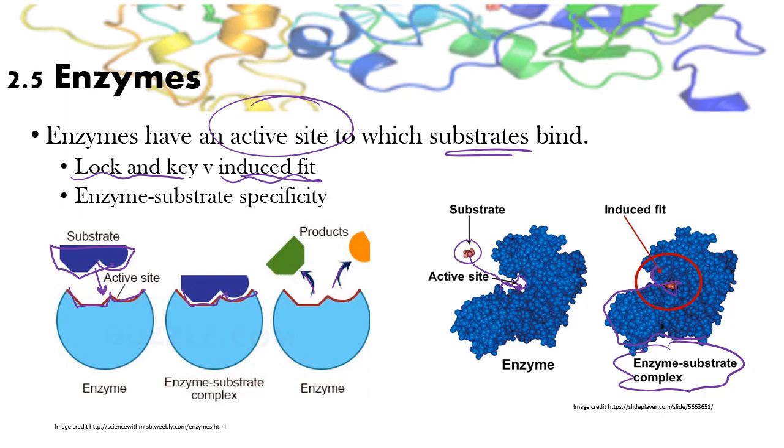Both of these models do help us understand enzyme-substrate specificity. Enzymes and substrates are specific to each other. Enzymes can't act on any old substrate. Substrates can't fit into any old enzyme. There does have to be some kind of fit, whether that be lock and key or, more likely, induced fit, that leads to the specificity.